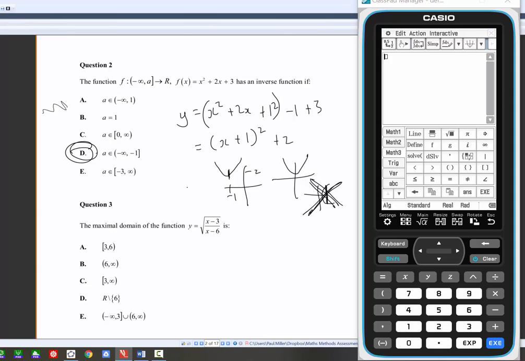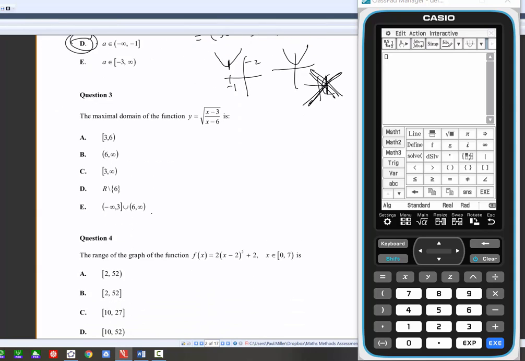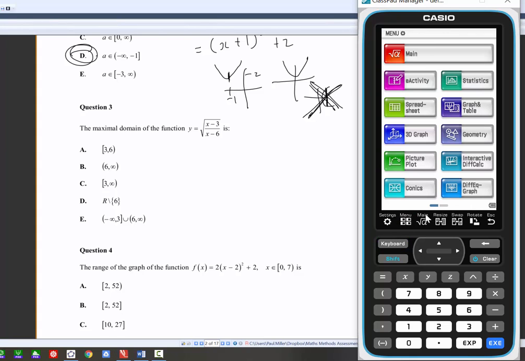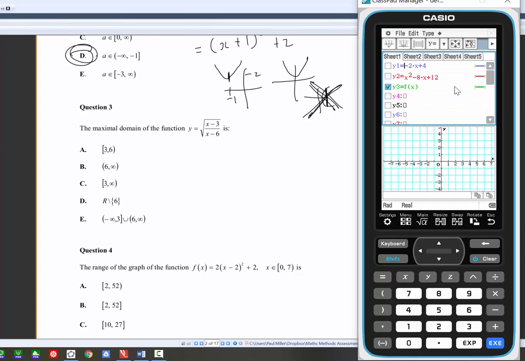There's our answer there. This one, the maximal domain of this function here, is a bit tricky. My suggestion on this one is to go to the calc and have a look at this. I'm pretty sure what this function looks like, but I'm not 100% sure. So what we're going to do is graph. So I'm going to go shift hat to root it and shift divide x take 3, x take 6. All right, let's have a look at it.